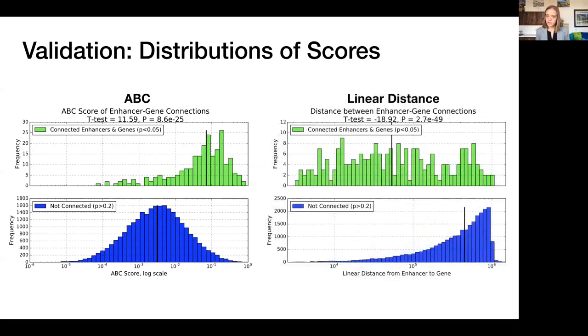I also compared the ABC model to the old model of linear distance to make sure that the ABC was working better. So here we have the linear distance, which is just the number of nucleotides or base pairs along the genome, no matter how it curls. So we have the linear distance increasing on a log scale, and on the y-axis, again, we have the frequency. And you can see that enhancers are closer linearly to genes that they regulate than genes that they don't regulate.